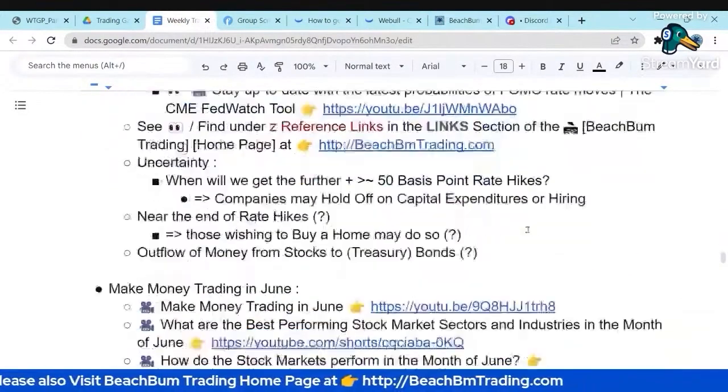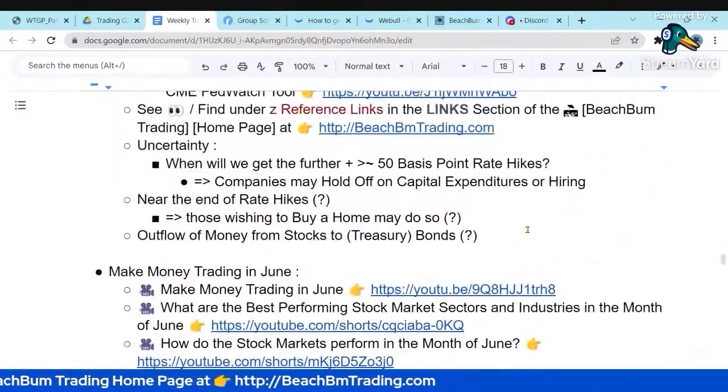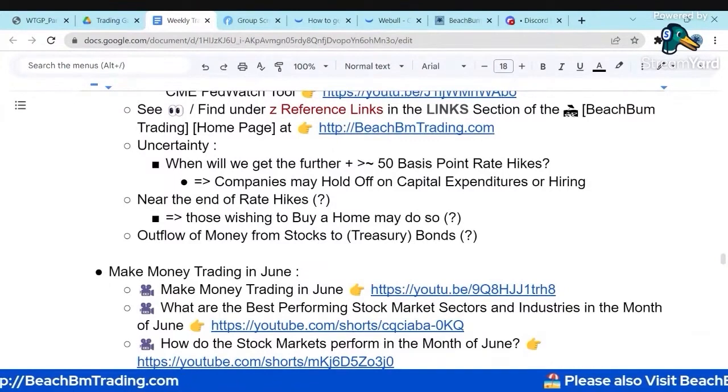Okay, let me grab another quick drink and let me talk about some of the other fallout from this hawkish skip and how we can make money trading based on this hawkish skip.